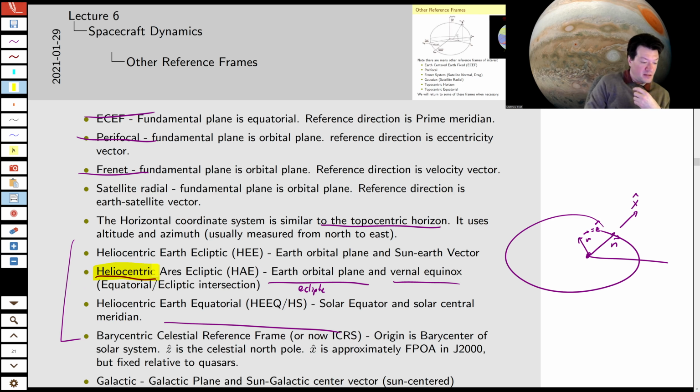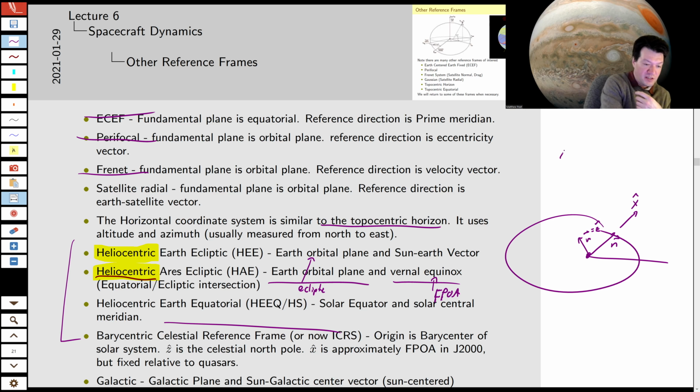And then the variant on that, also heliocentric, so sun-centered. The origin is at the sun. It uses, again, the ecliptic. But then the other vector that it uses is not the first point of Aries, but the instantaneous Earth-Sun vector.